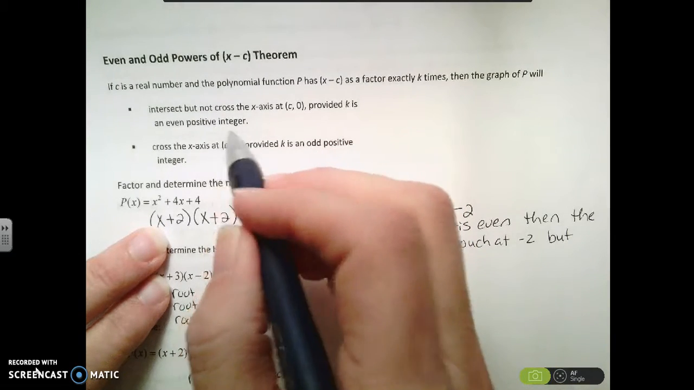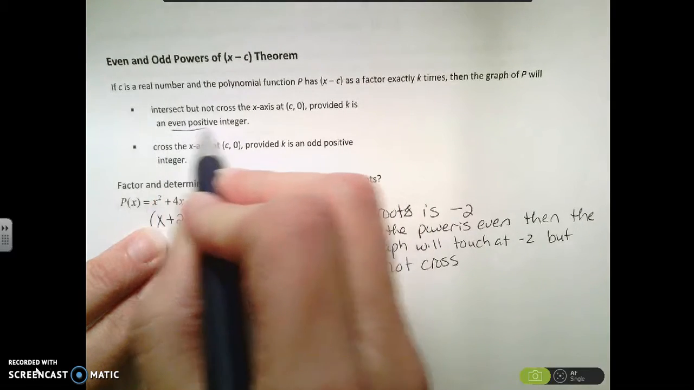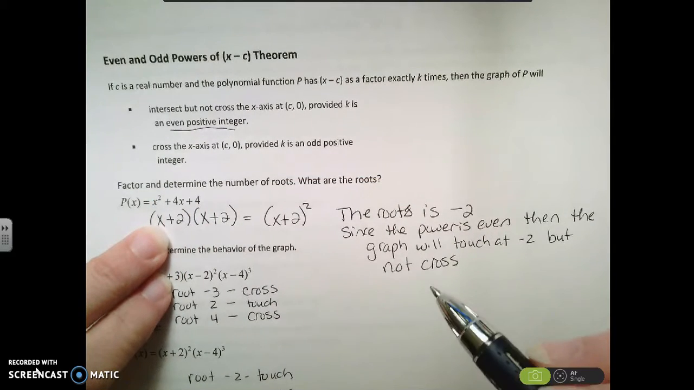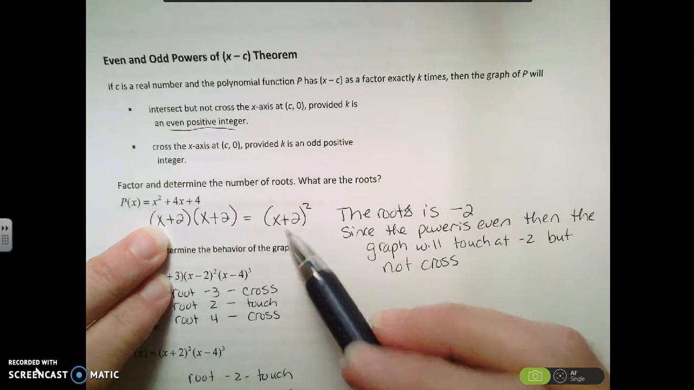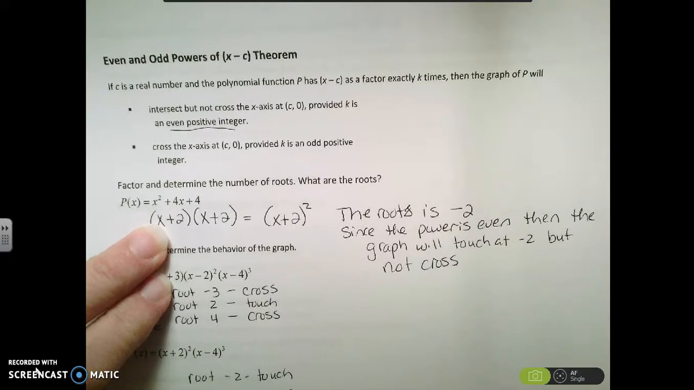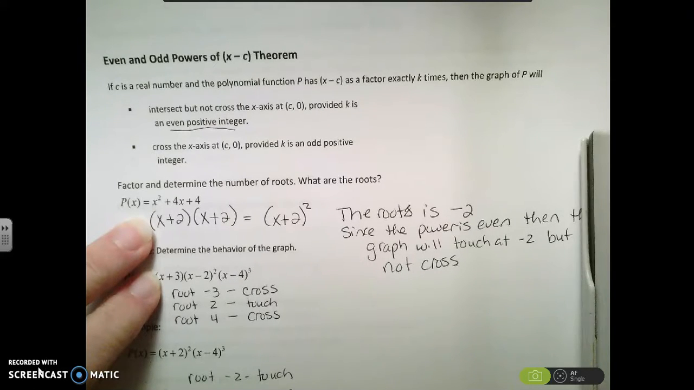So what this says is that if the power is an even positive integer, then that means that it's going to intersect, but it's not going to cross at that point. And if it's an odd power, then it's going to actually cross. So here's what we're talking about with this.